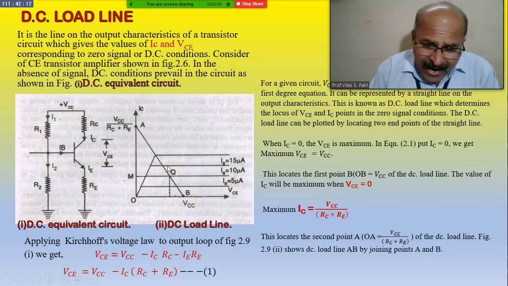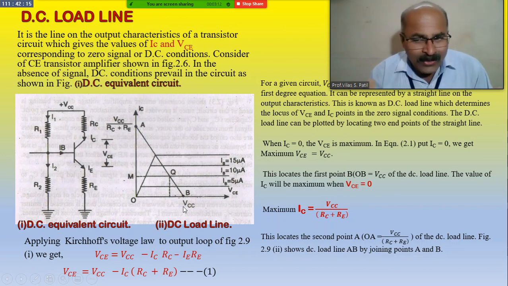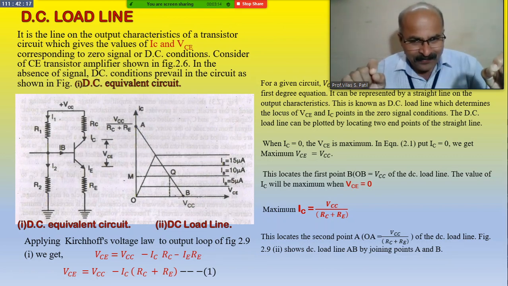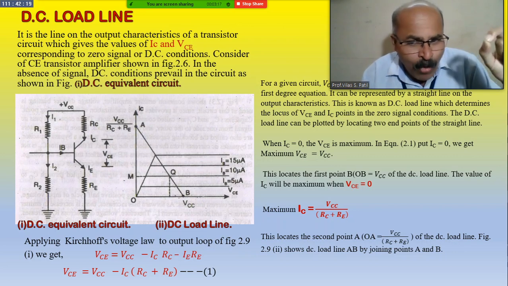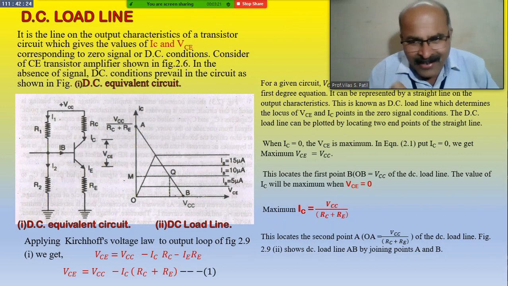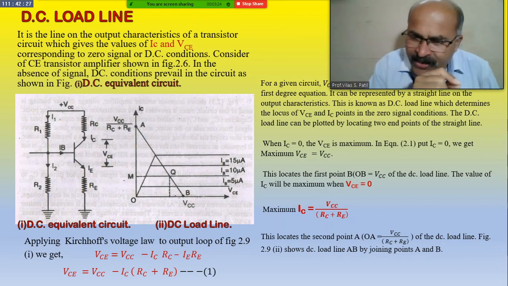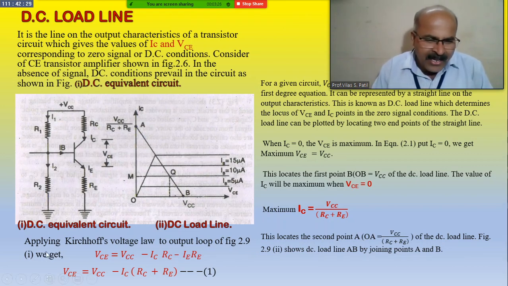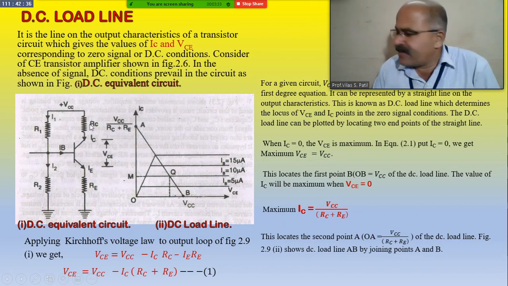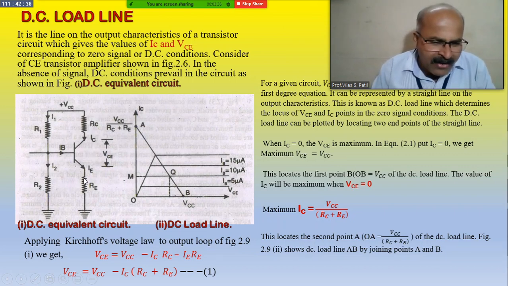Then A and B, we have to find out the location: the value of the A point which is on the IC axis, and the value of the B point which is on the VCE axis. And here we apply Kirchhoff's law for the output loop. This is the VCE, this is the ICRC, this is the voltage between collector and emitter, that is VCE voltage, and this is the voltage across the RE, that is IERE.